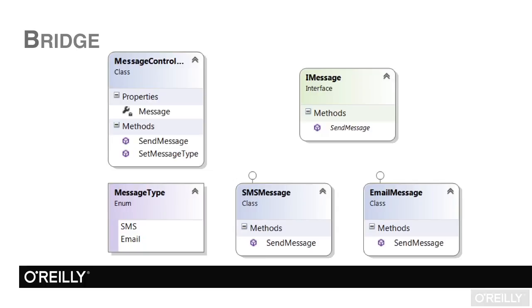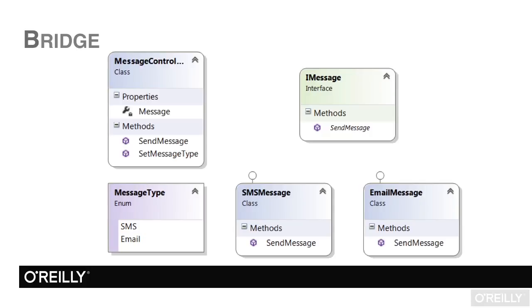So we have our message controller class, and it's got a property of a message object, and that's actually going to have an iMessage implementation. And then it has the two methods, send message and set message type. And those are going to be used by the application. We have a little enum for message type. And as we grow, that enum will grow. Then we have the iMessage interface, and it has a send message method on it as well.